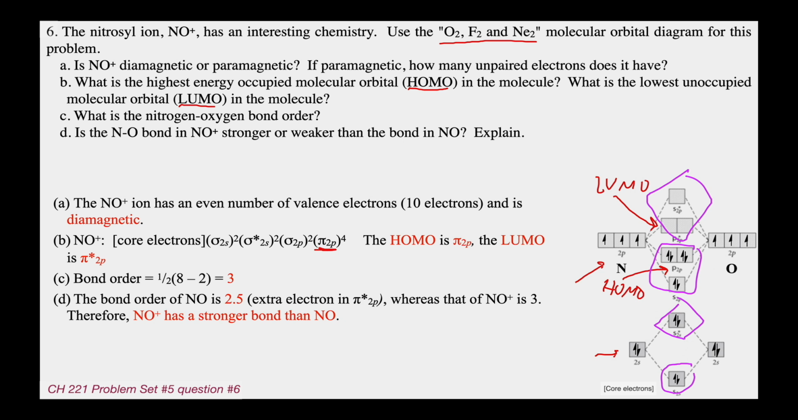So we would say that NO plus has a stronger bond. It has a bigger bond order. It's going to be harder to break up than neutral NO. So in this case, the ion is actually stronger than the neutral atom it came from. And that's the kind of cool stuff you can do with this kind of molecular orbital information.